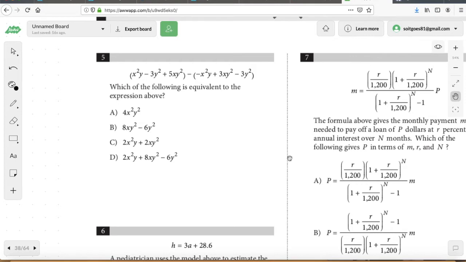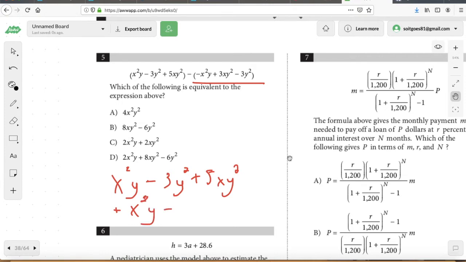Now, the tricky part here is we've got to make sure we've got this term in parentheses on the right-hand side. We've got to make sure to distribute that negative sign right there in the middle to all the terms on the right-hand side. So I'm going to rewrite this as x squared y minus 3y squared plus 5xy squared, plus x squared y minus 3xy squared, distributing that negative sign, plus 3y squared.